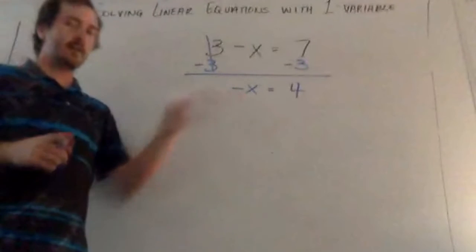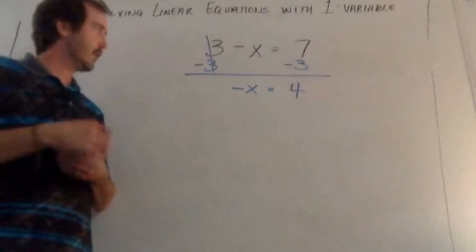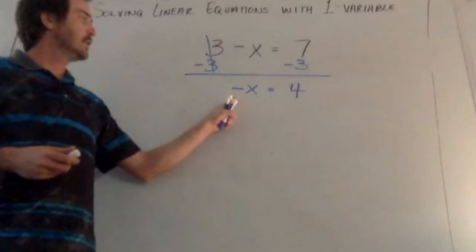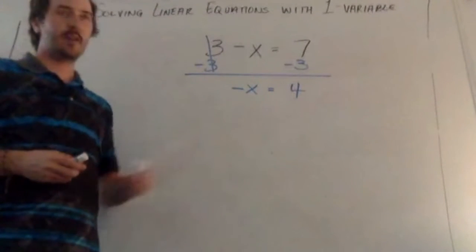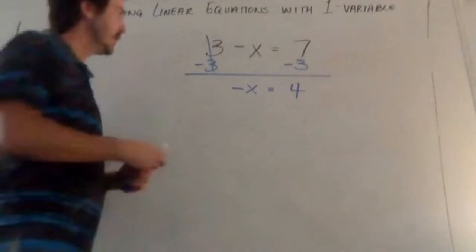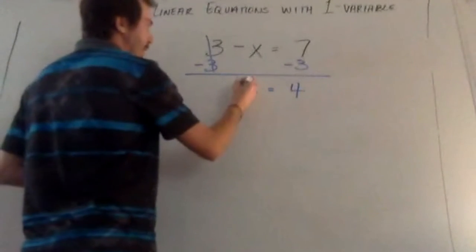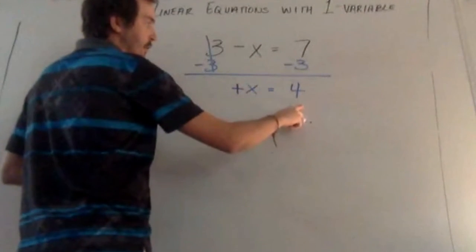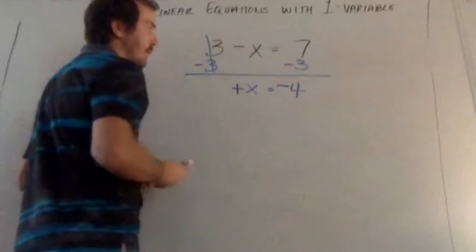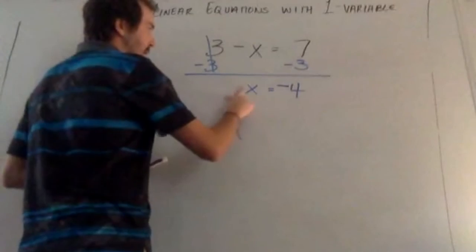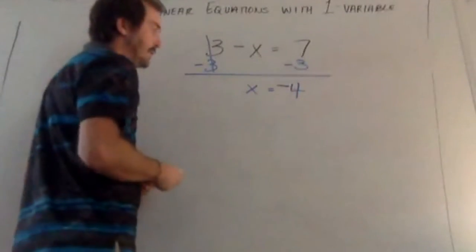Now this is the key point I want to talk about. We cannot end an equation with a negative variable. So if you ever get a negative variable, simply enough, just flip it. Turn that into a positive x. Whatever you have for your answer, turn that to the opposite. So we would end up with x equals negative 4.